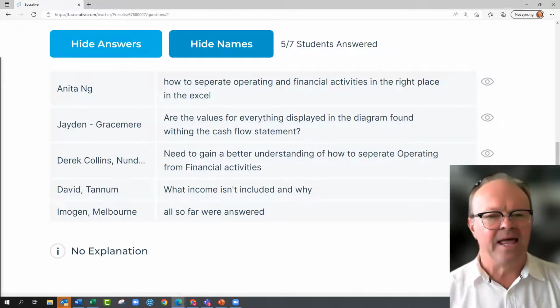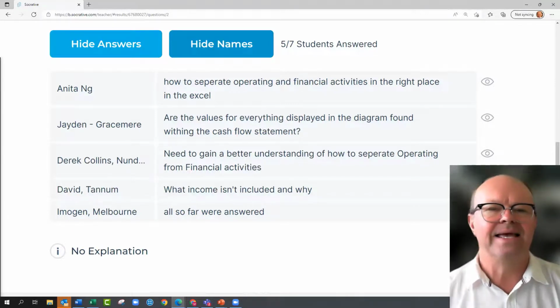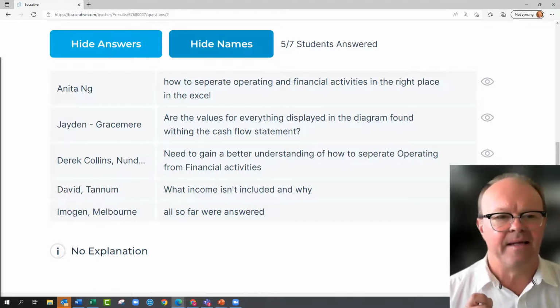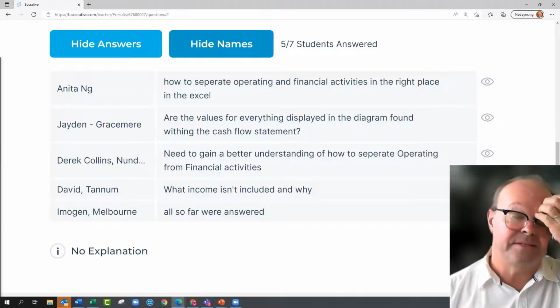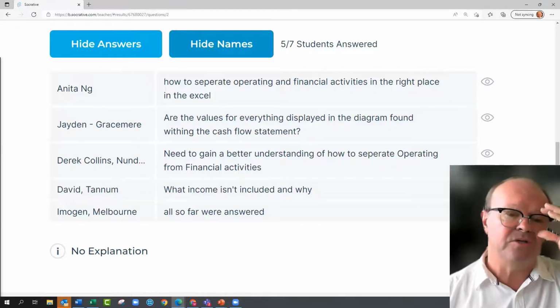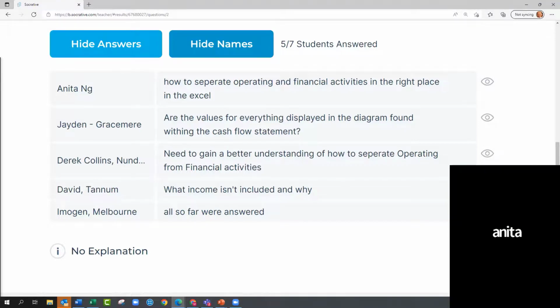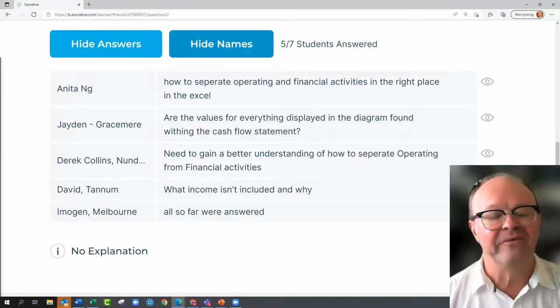It's the same with Excel. How to separate operating and financial activities in the right place in Excel. That's right. That's great. You've got questions around that. Do you have any specific questions, Anita? I haven't started the assessment tool, but I think that probably will be my question next. That's right. You'll have to do it for each item.